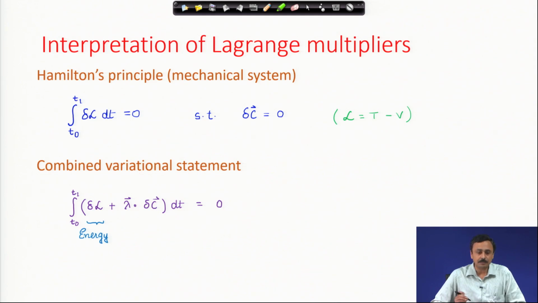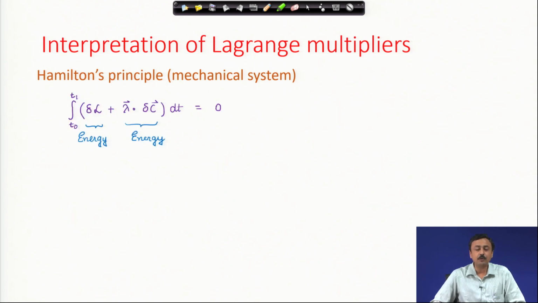Look at the expression of this combined statement. The dimensions of delta L is energy, because for mechanical systems it is kinetic energy minus potential energy. Therefore, delta L has dimensions of energy, and therefore this lambda dot delta C must have dimensions of energy. Both terms must have dimensions of energy, and from here we are going to interpret what lambda is.